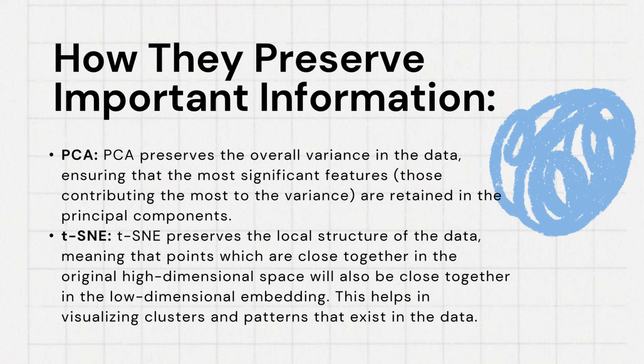PCA preserves the overall variance in the data, ensuring that the most significant features are retained in the principal components, and t-SNE preserves the local structure of the data, meaning that points which are close together in the original high dimensional space will also be close together in the low dimensional embedding. Now this helps in visualizing clusters and patterns that exist in the data.